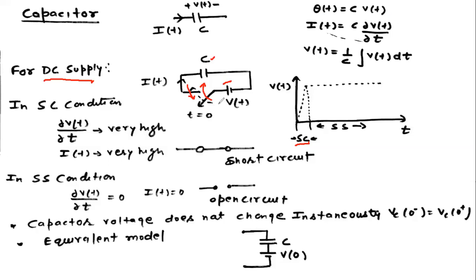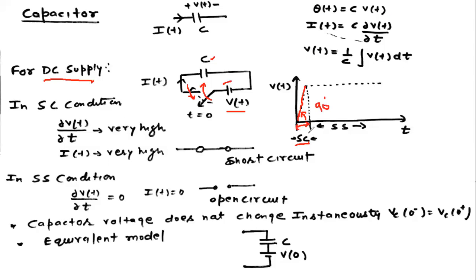So DC always remains constant, but it will take some minimum time to go from 0 to its maximum value. This duration, the switching time, is very limited, in nanoseconds or picoseconds. It is very minimal. And the slope of this waveform is approximately 90 degrees. But what is the behavior?